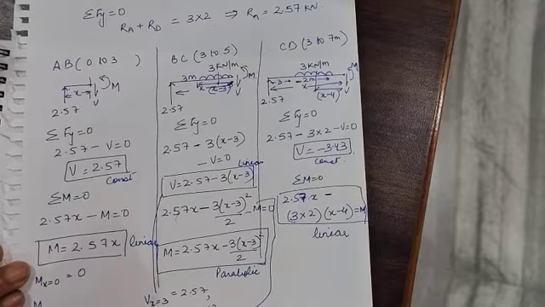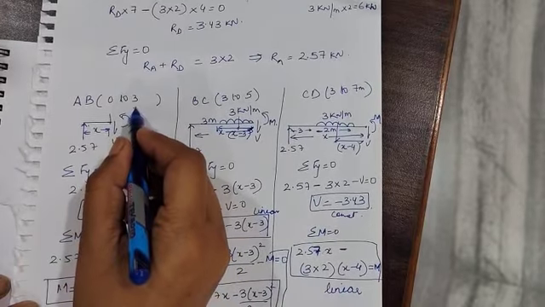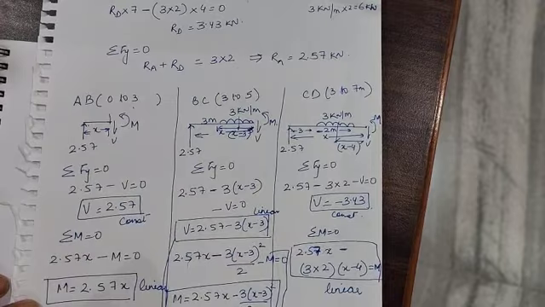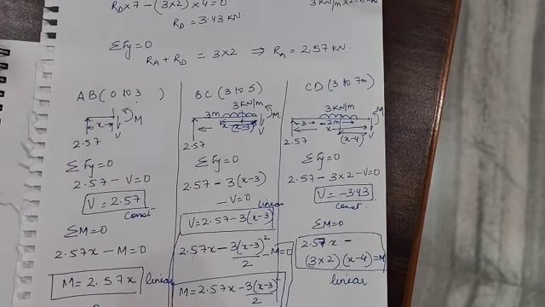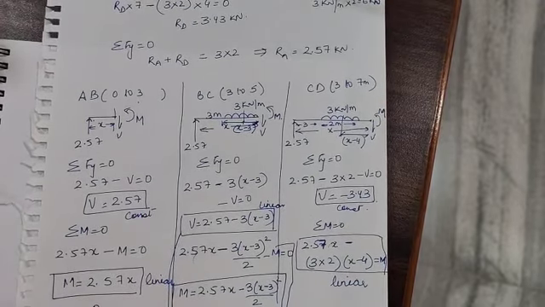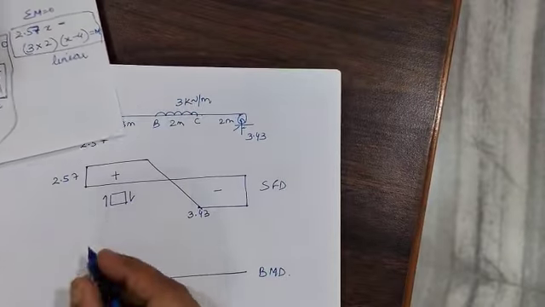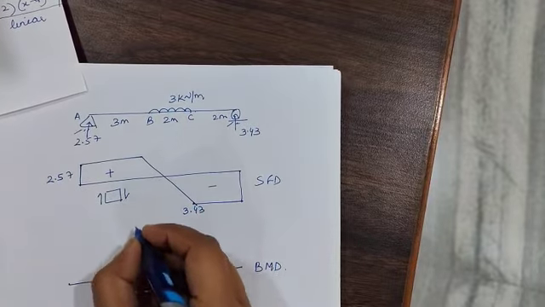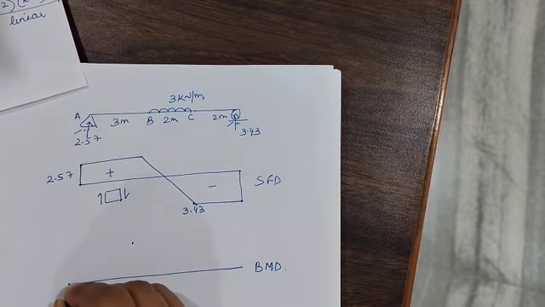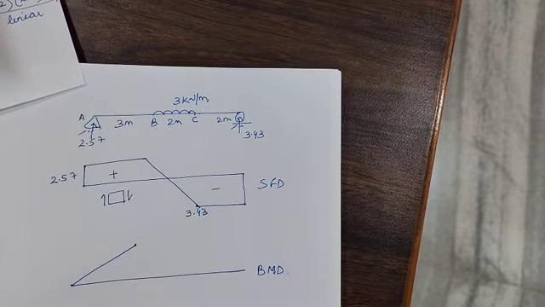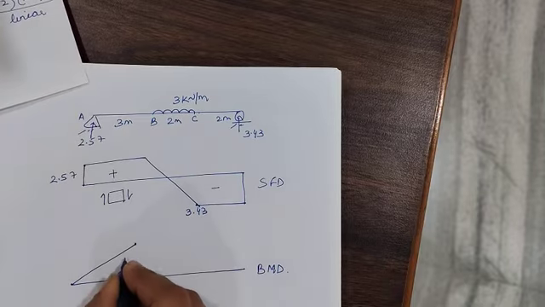What is the moment at the end of the section? That is x is equal to 3. We will put x is equal to 3, and your bending moment will come out to be 7.7. So from 0 to 7.7, we will have a linear joining. So this is the 7.7 value.